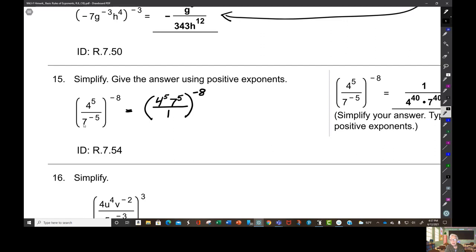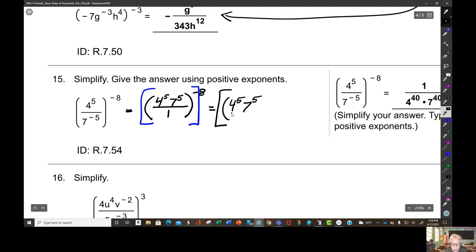Here, 7 was unhappy being underneath and wanted to come up and have a positive exponent. Sometimes making little stories helps. Now, watch this. That negative sign is acting like a negative 1. So that's what I'm going to make it. Four to the fifth, 7 to the fifth over 1 to the negative 1 power, all of that to the 8th power. Trust me.